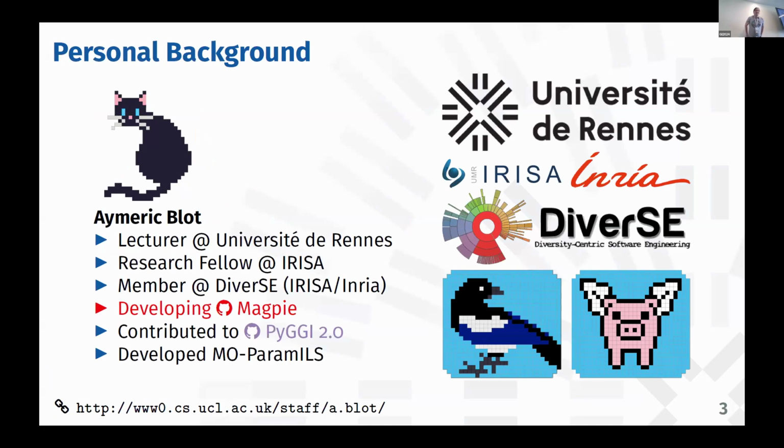So I'm Aymeric Blot. I'm here as both a lecturer at the University of Rennes and research fellow at ICSE. You might know the diverse team at ICSE or at other events. And I'm here specifically because in the last few years, I've been developing Magpie. Before that, I contributed to the second version of Gin. And I kind of like to write tools. Before my PhD, I developed MOParamILS, a tool for automatic algorithm configuration and automatic design of algorithms. That will be relevant sometime in the future, in some slides at the end.